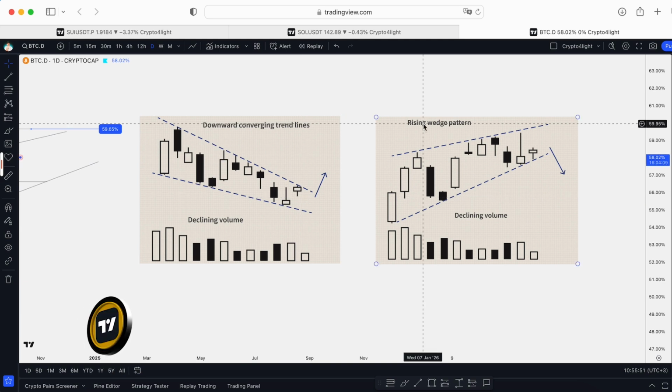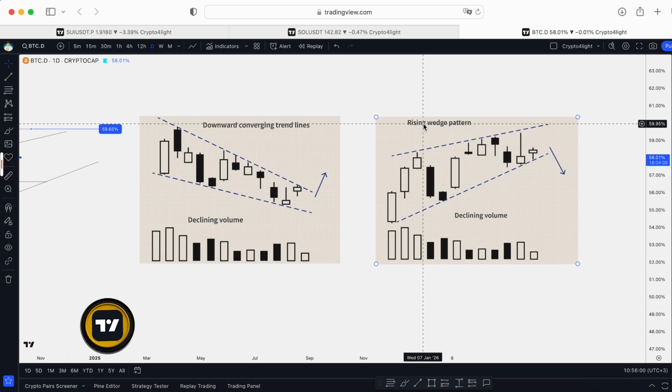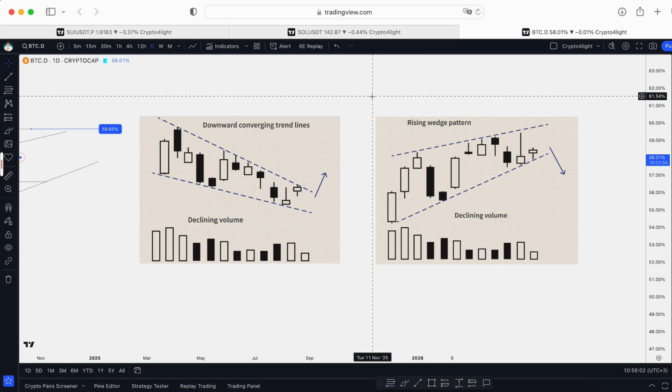We already talked about the triangles: symmetrical, ascending, descending. So I recommend you go and check this video, which we will see now on the screen, and you can click by link. But the wedges look a little bit different.